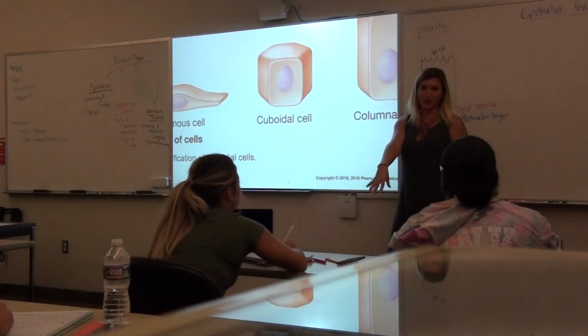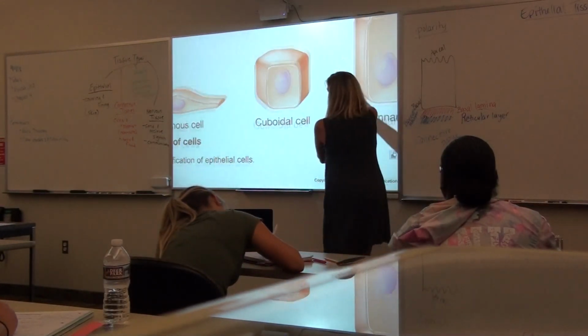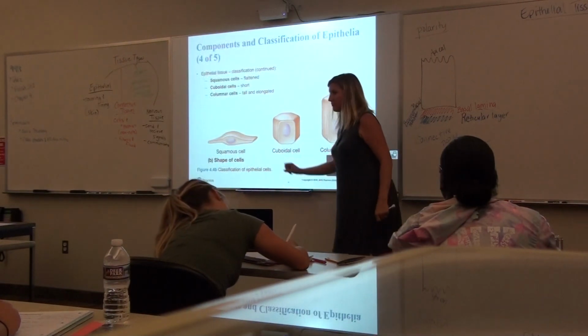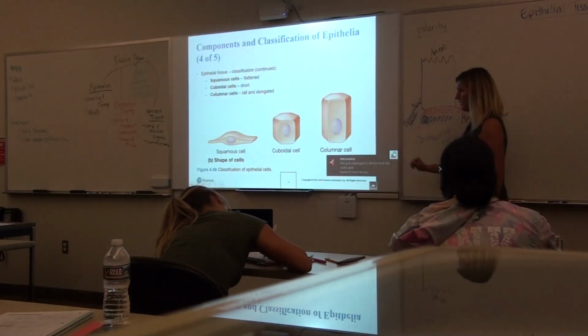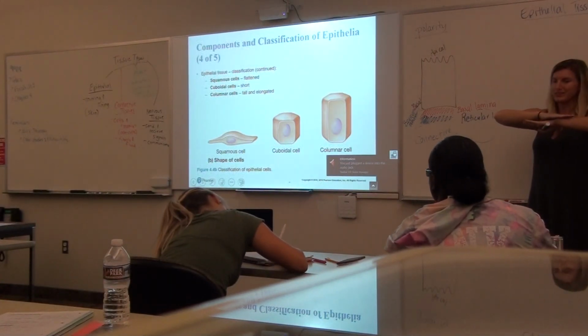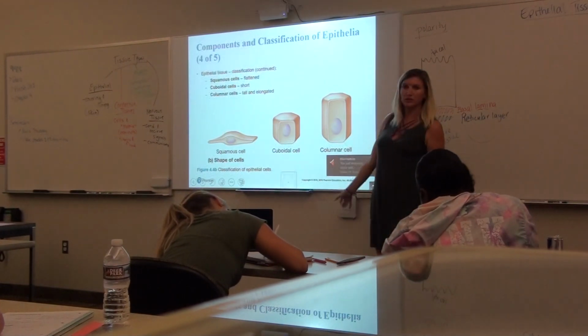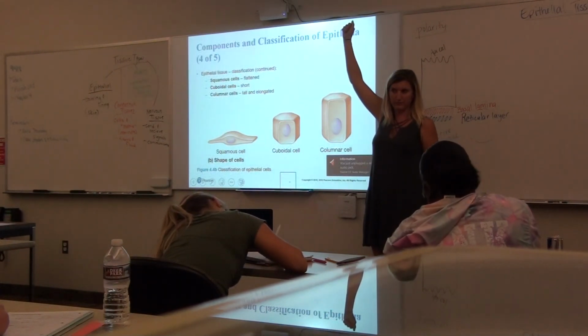They're also named by their shape. So there's 3 different shapes our epithelial cells can be. Squamous, squamous, cuboidal, and columnar. Squamous is squashed. Sometimes people say squamous. It doesn't matter how you say it, just know how to spell it, right? Cuboidal is cube-shaped, columnar is column-shaped.